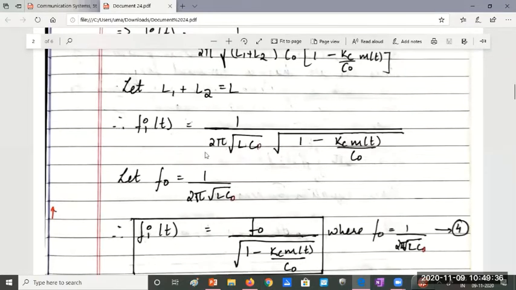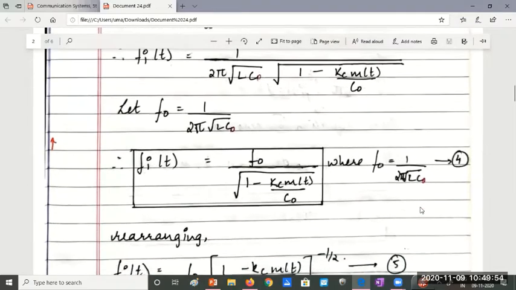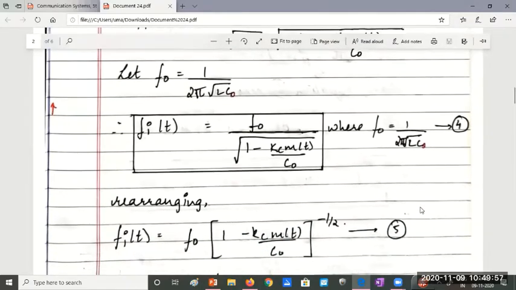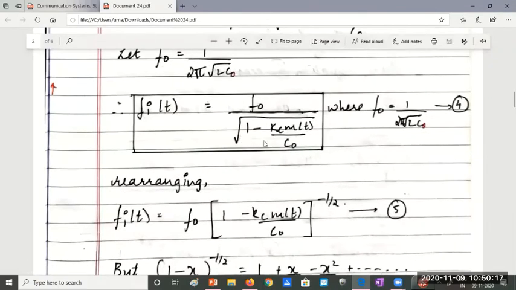Now, if I substitute f naught in place of this value, the instantaneous frequency fi becomes f naught divided by root of 1 minus kc m of t by c naught, where f naught is 1 by 2 pi root L into c naught. Now, something which is under square root, I can write it as 1 minus kc m of t by c naught to the power of half. Yes or no? Square root means that whole thing to the power of half. So what am I doing here? I'm writing it as to the power of half.